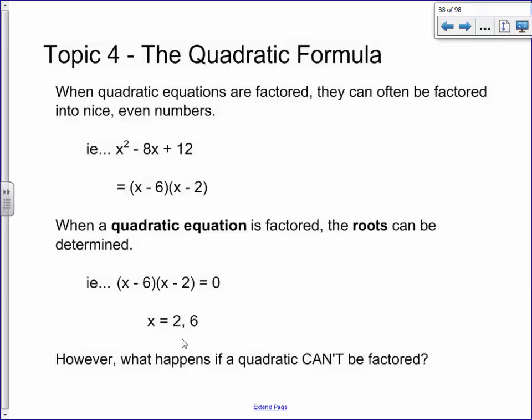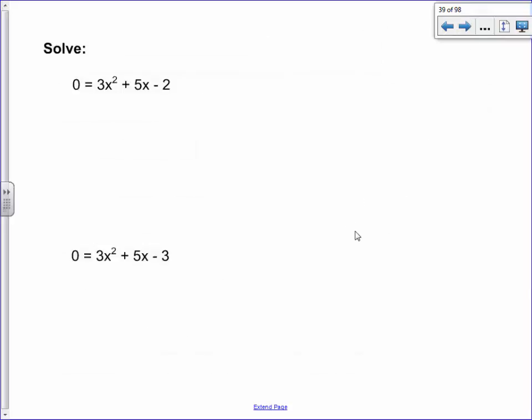Anyways, long story short, this is our backup method. This is plan B. If all else fails, maybe plan C or D or E, but if all else fails and we think there might not be an answer, we're going to try this formula, and this formula will help us. Let me start by doing an example just to help prove my point.